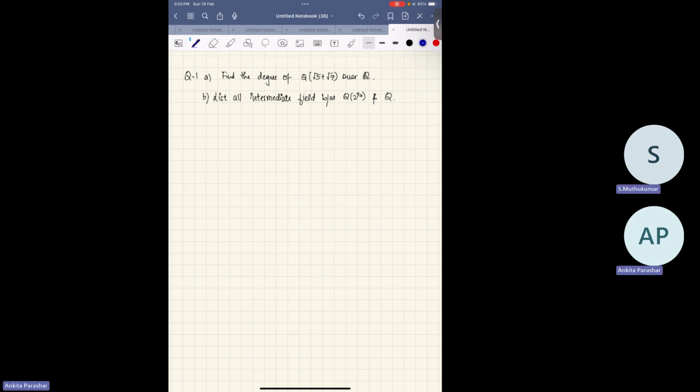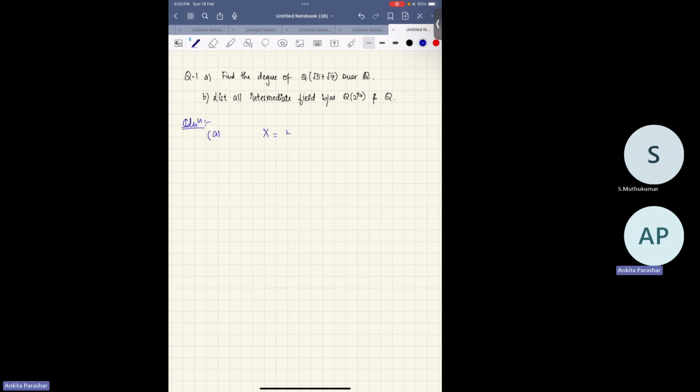Let me repeat again. You have to find the irreducible polynomial over Q which will be satisfied by the element root 5 plus root 7. Let x be root 5 plus root 7. Okay, let's discuss the solution.